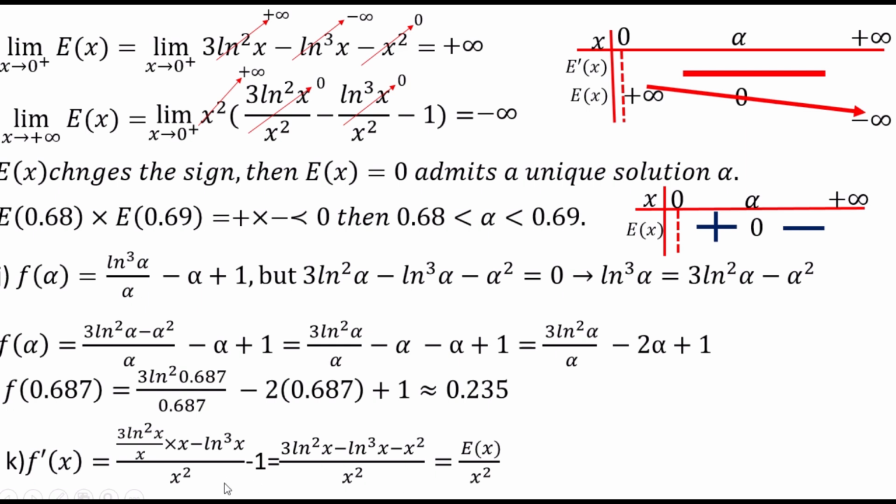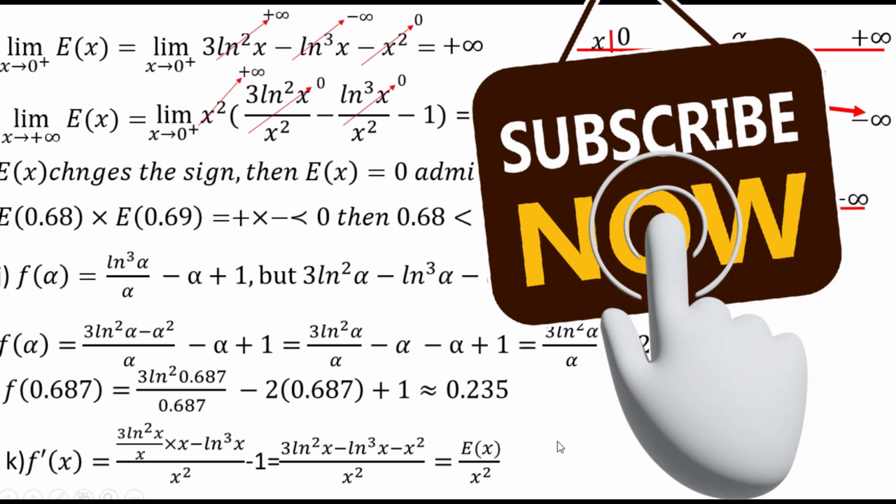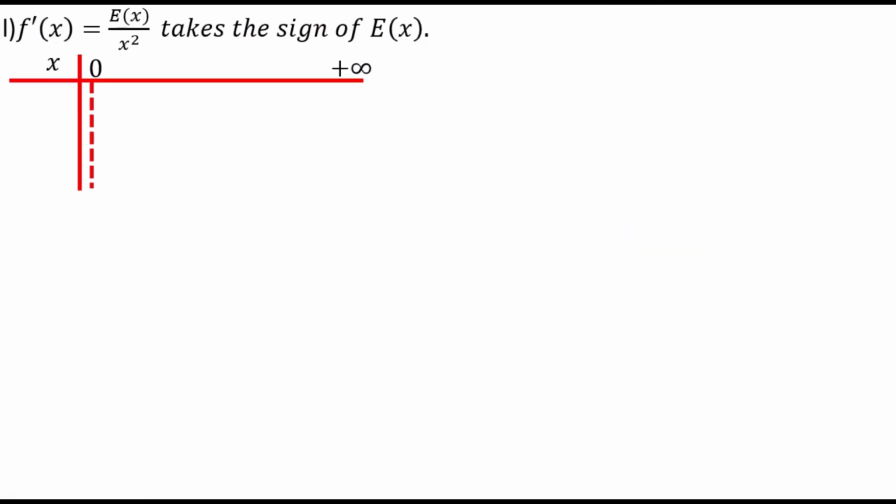Making a common denominator, we get E of x over x square. Okay, this is f prime of x equal E of x over x square. F prime of x takes the sign of E of x. The function f, table of variation. The derivative is the same sign as E of x, and the sign of E of x is positive between 0 and alpha, negative between alpha and plus infinity.